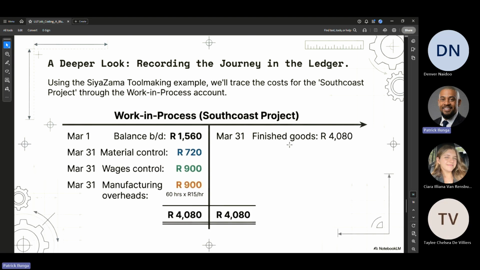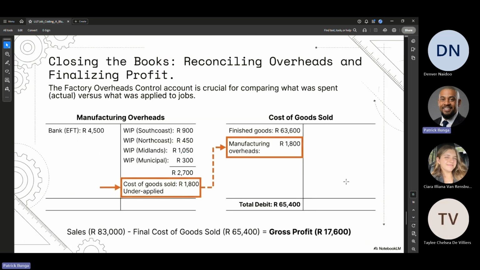And why is this side called finished goods? Because we know that this project was completed. That's why we write finished goods. Does that make sense? If not, we would not write finished goods. But let's look, for example, at the manufacturing overhead ledger.